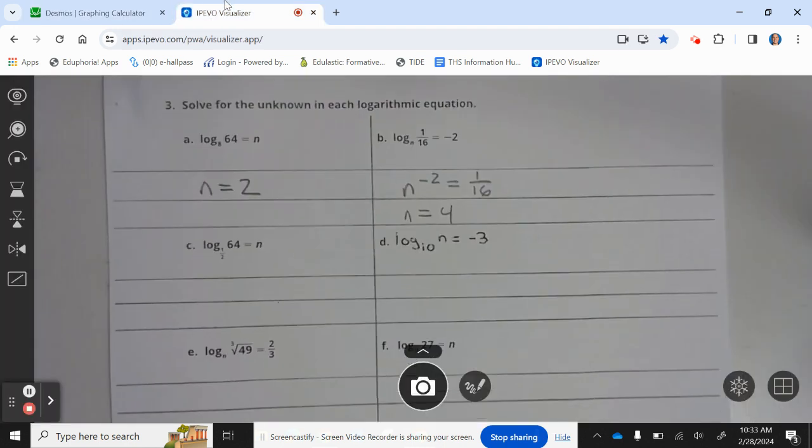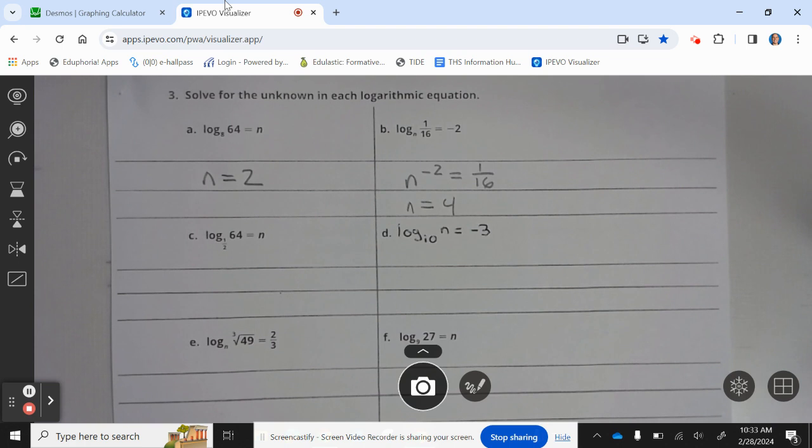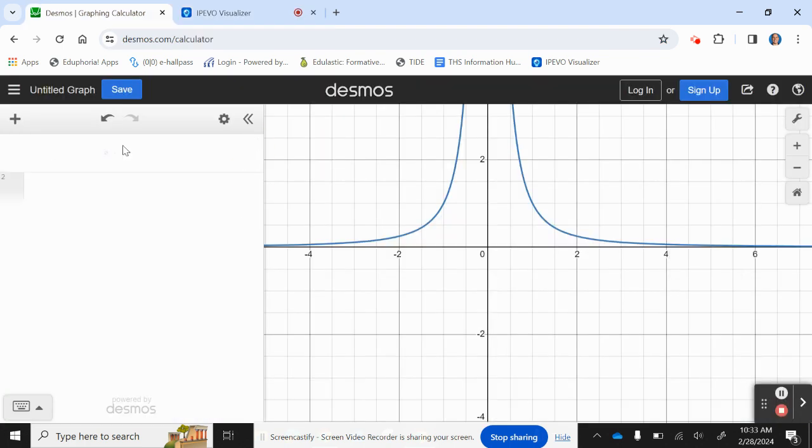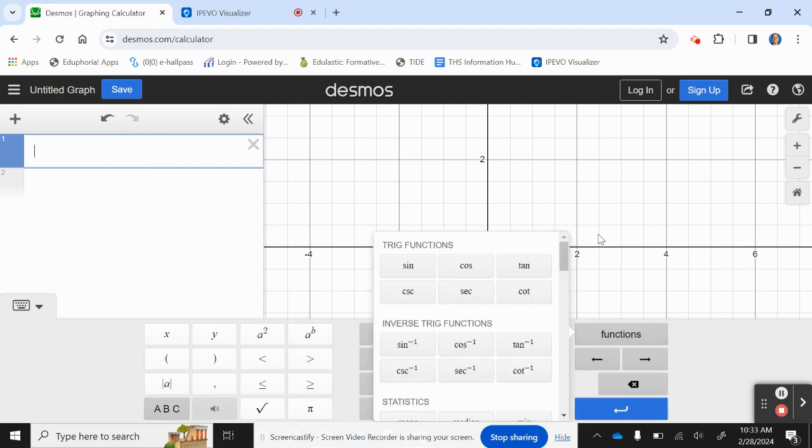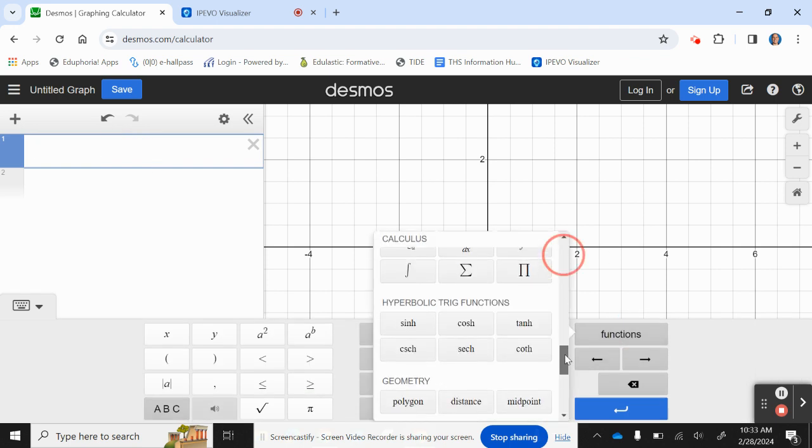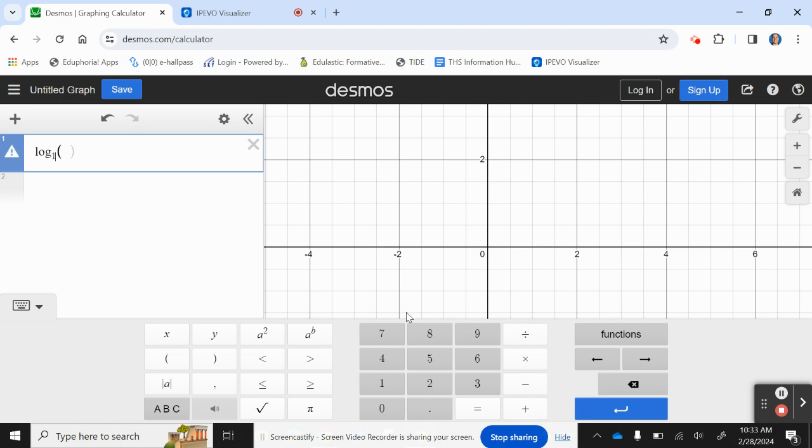All right, let's take a look at C. Log base 1/2 of 64 equals n. We can just use our calculator for that. So function, log base 1 divided by 2 of 64, n equals negative 6.